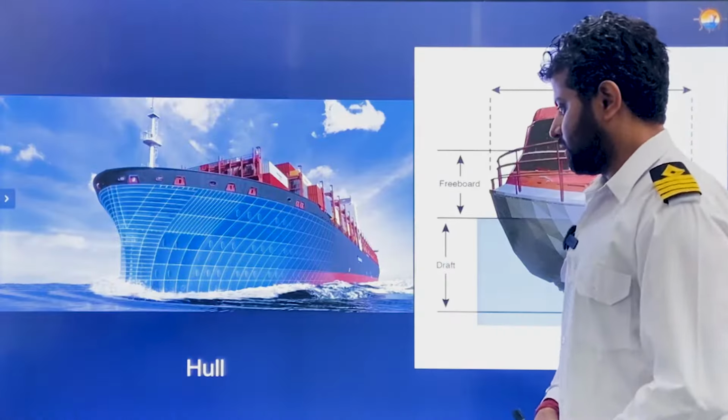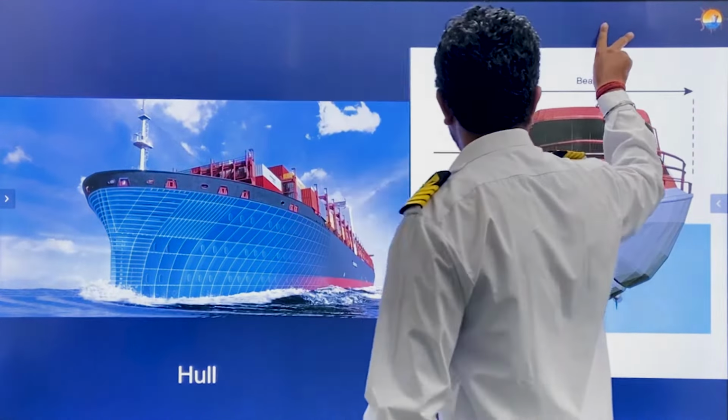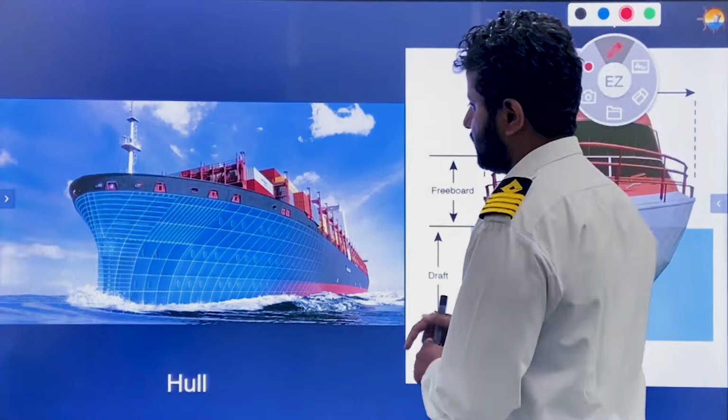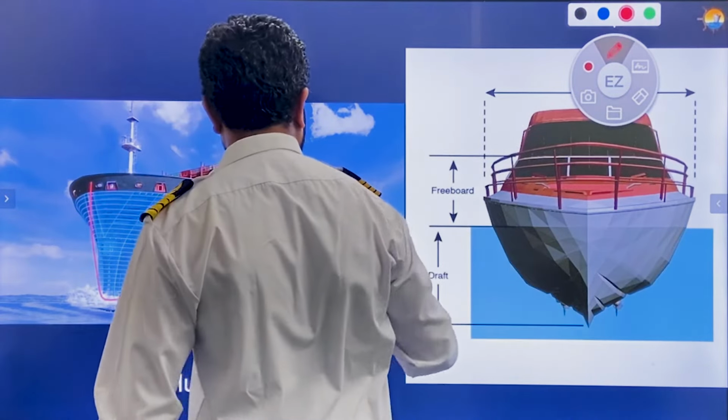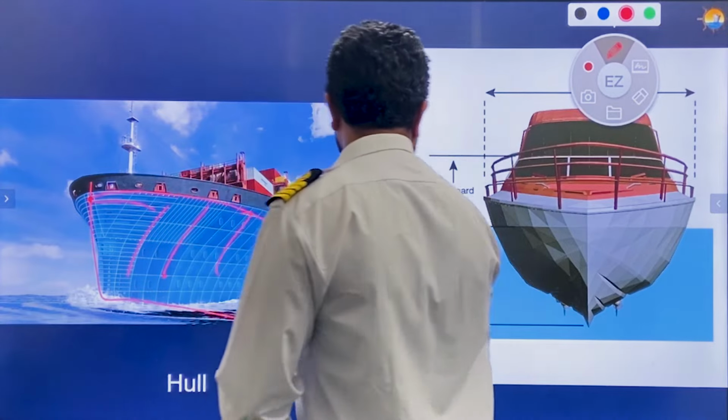Aage badhte hain. This is the hull. This is the hull of the ship. This is the body of the ship. Can you see over here? Ye jo pura hai, this is the hull. This is the hull made up of mild steel. Copy? This you have to know.